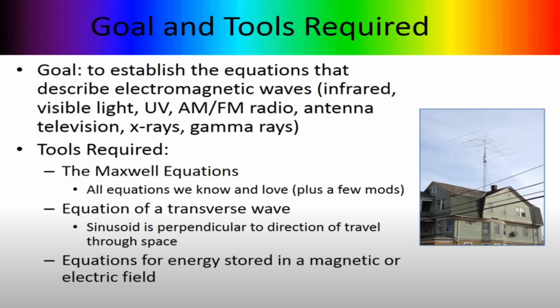The second thing is the equation of a transverse wave, which we talked about last class. This is a wave that oscillates in a direction that is perpendicular to its velocity through space. Think of a snake winding as it moves along the ground as a visual. And the third thing is the equations for energy stored in a magnetic field and in an electric field, along with the concept of energy density that we'll discuss in this presentation.